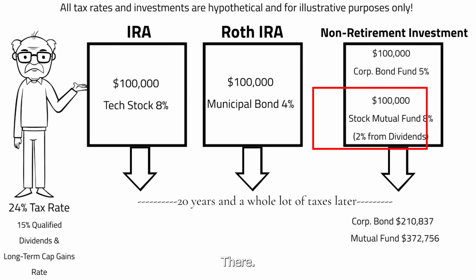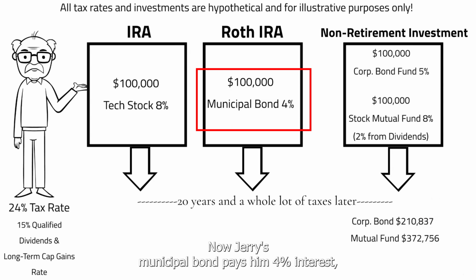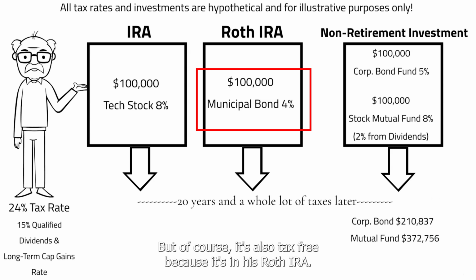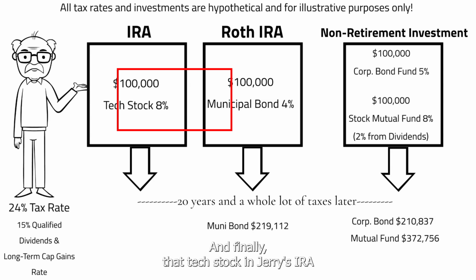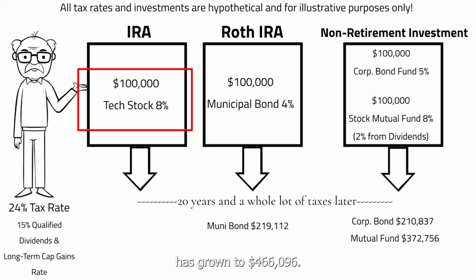$372,756 there. Now, Jerry's municipal bond pays him 4% interest, which would have been tax-free anyway, but of course it's also tax-free because it's in his Roth IRA. And in 20 years, he has $219,112. And finally, that tech stock in Jerry's IRA has grown to $466,096.